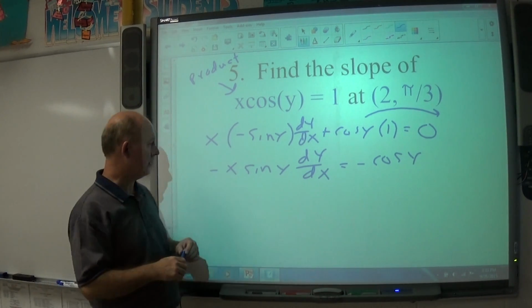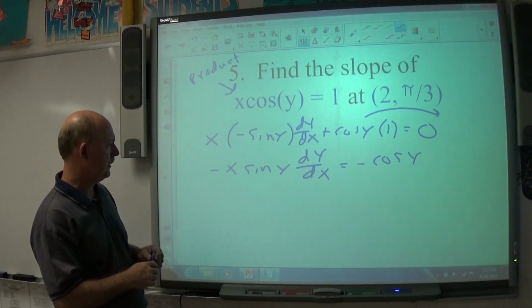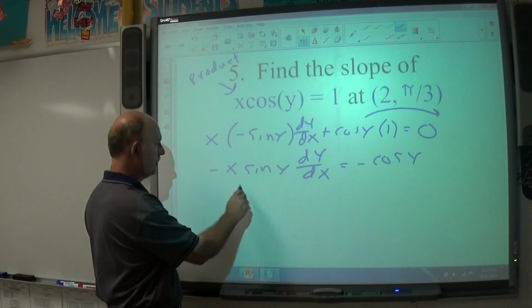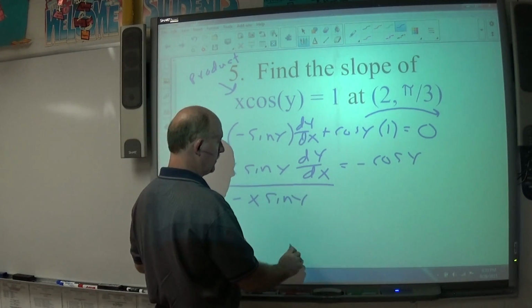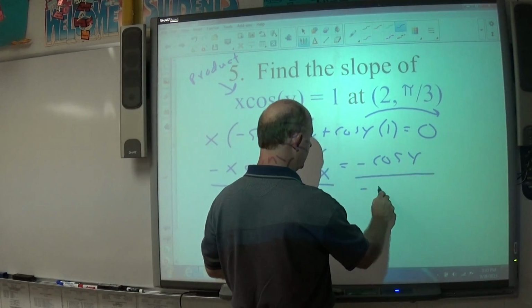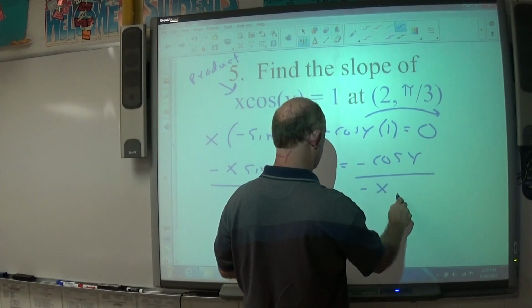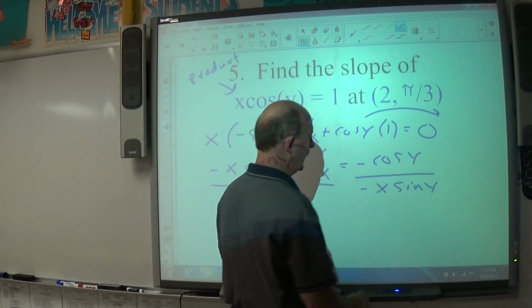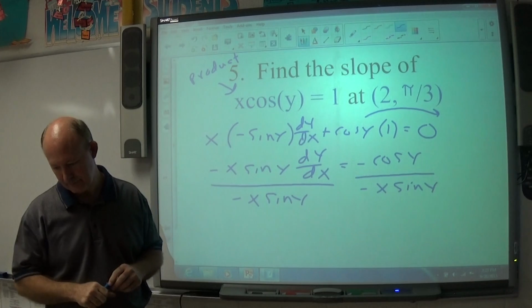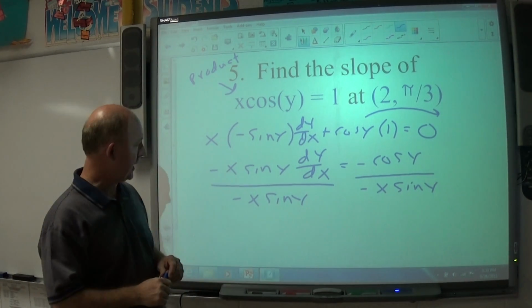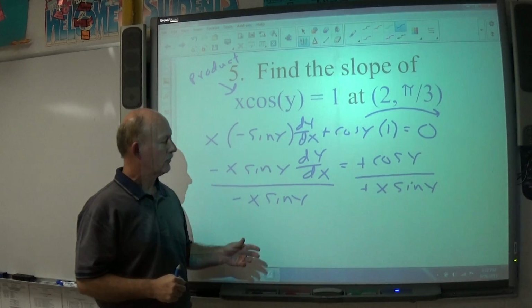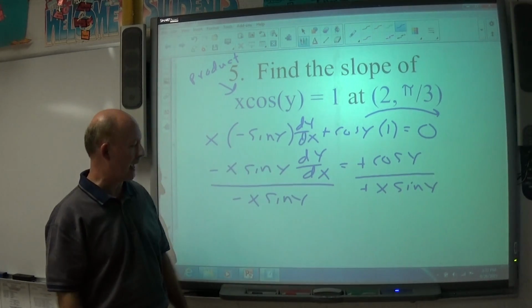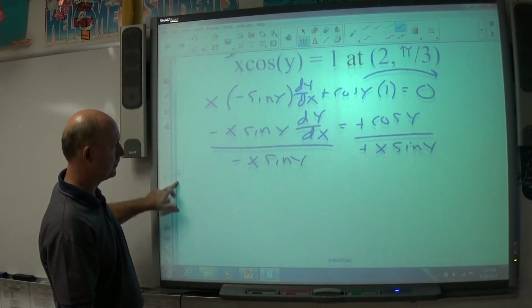And as we finish this up, we've got to solve for dy over dx. So let's divide this side by negative x sine y, and divide the other side by negative x sine y. Okay, now we're almost done. First of all, the two negatives cancel out. So we end up with positive cosine y over x times sine y.